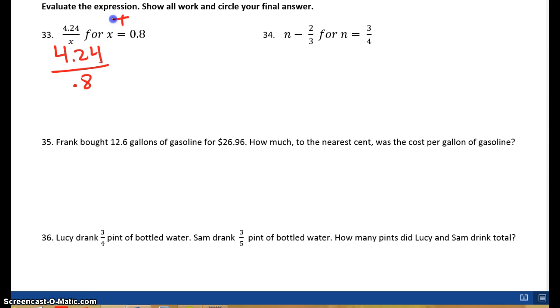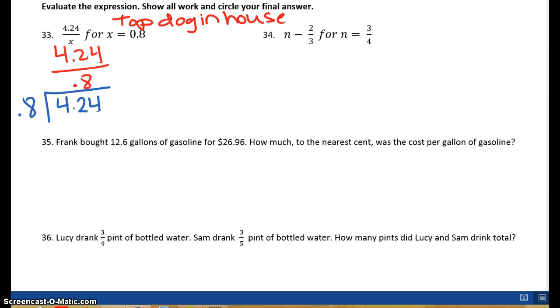Remember, top dog in the house. I'll write that at the top so we don't forget. Top dog in the house, meaning that our numerator is going to go in our division house. So if we were going to divide this out by hand, which we normally would have to, we would write 4.24 on the inside of that division house, 0.8 on the outside.